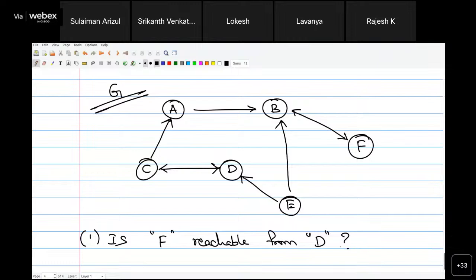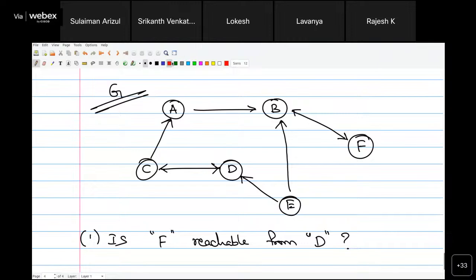So if this is the question, how do you have to attempt this? You have to start from D and try to find a path that reaches F. If there is a path, then you say yes, F is reachable from D, or you say no, F is not reachable from D. That is how it will be. So let us start. Is F reachable from D?